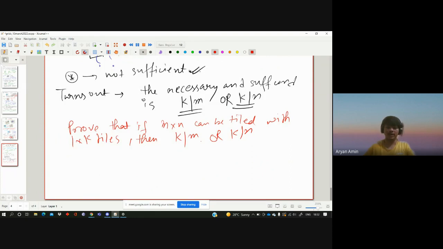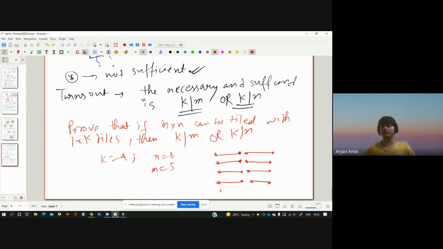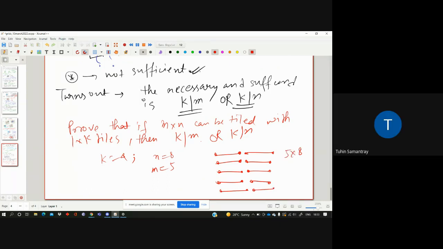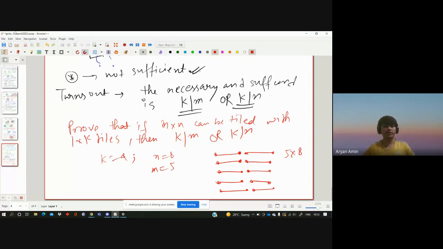Because suppose k is 2 and n is 5 and m is 6. Let's say 2 is too easy. Let's say k is 4, n is 8 and m is, I don't know, 5. Then you can just keep the 1 cross 4 tiles like this, right? Does everyone understand why this would be a tiling of the 5 cross 8 board? Yes. Okay. So it's important to understand why this is true.